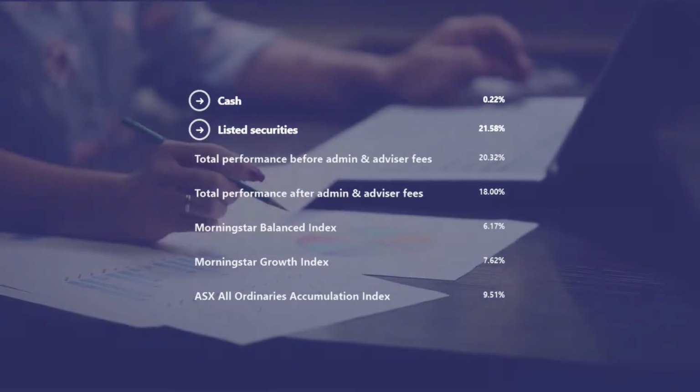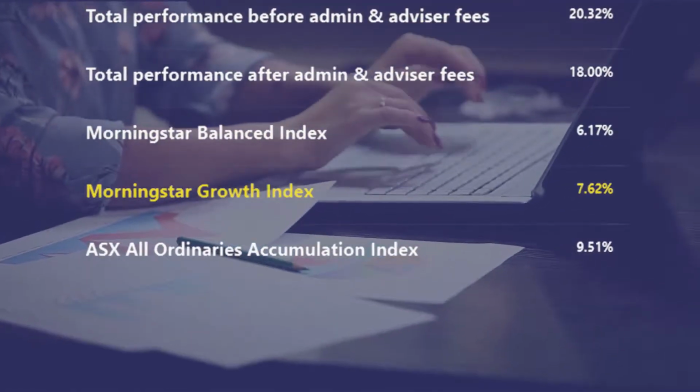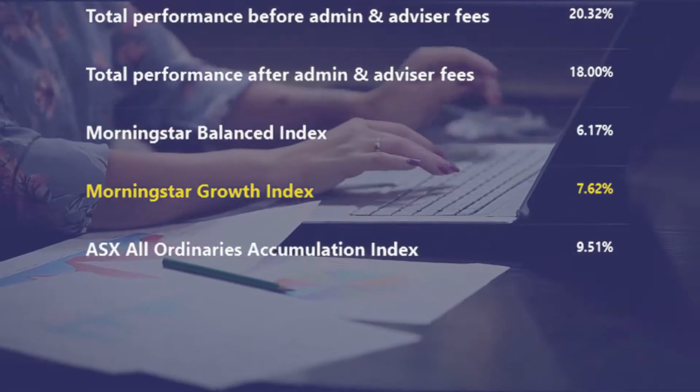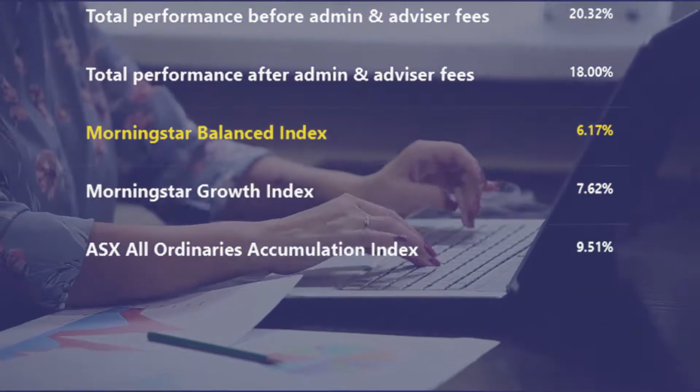Interestingly, over the same period of time, the growth index, which is the average of all of the growth funds in the market, achieved 7.62%, and the balanced index, which is the average of all of the balanced investment funds in the market, achieved a 6.17% return. So give consideration to what you want to do.